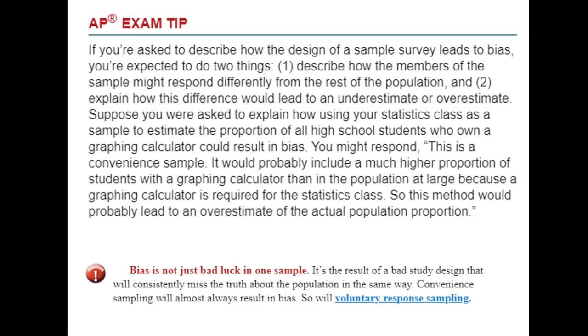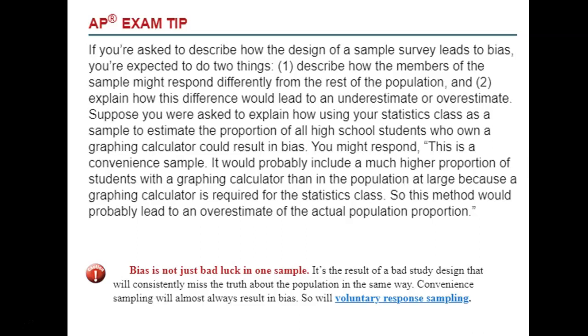So here, your book is so wonderful about AP exam tips. The authors, Starnes and Tabor, are really good at pointing out moments in our learning where they say, hey, don't forget about this. So if you're going to be asked to describe how a sample survey design would lead to bias, you're going to want to look for two things. Describe how the members of the sample might respond differently than the rest of the population, and explain how this difference would lead to either an underestimate or an overestimate. And that's really key. We'll see some examples of this later on. You have to be really, really specific.